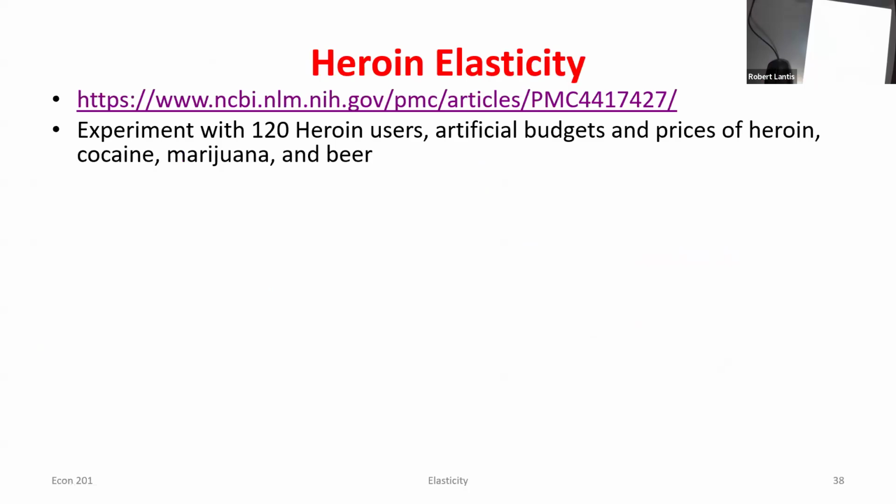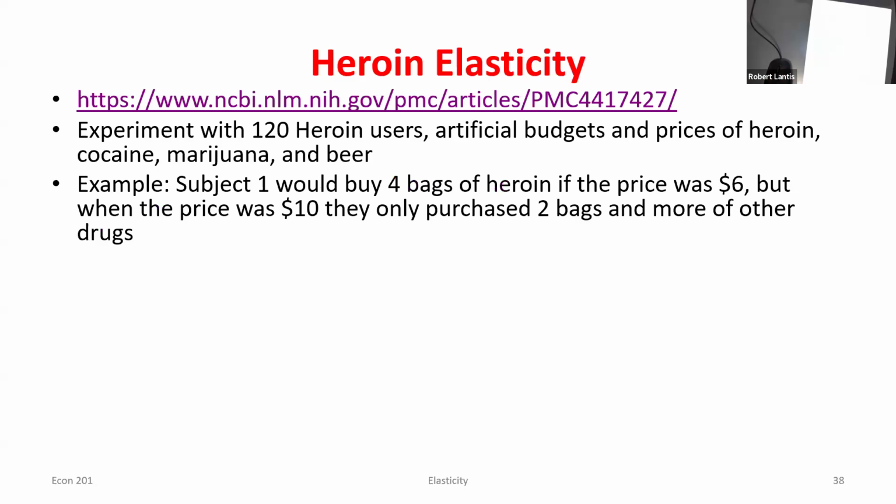I can't remember all the details, but basically they found heroin users, I guess, and gave them decisions to make in an experimental lab on computers. And they gave them artificial budgets and prices for 4 goods: beer, cocaine, marijuana, heroin. They said, if you had this much money, here are the prices of these different goods. How much would you buy? Right? And made them choose different amounts. So for example, if I gave you a certain amount of money, the price was $6 for a bag of heroin, $10 for a bag of heroin, how much would you buy? They changed the quantity they bought from 4 to 2.